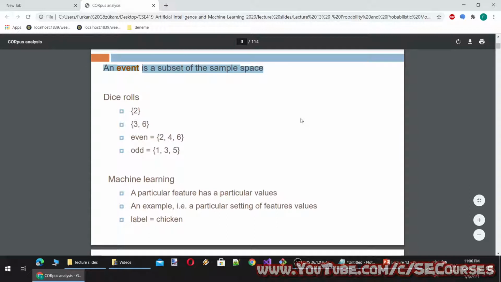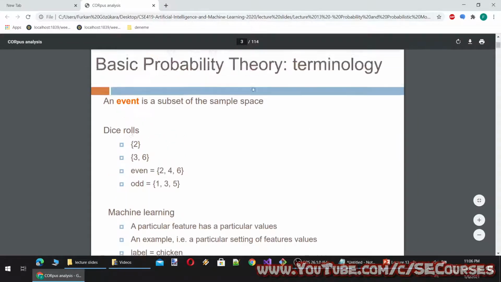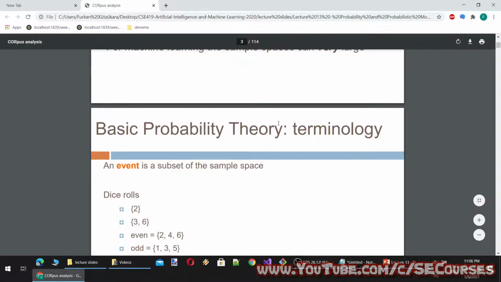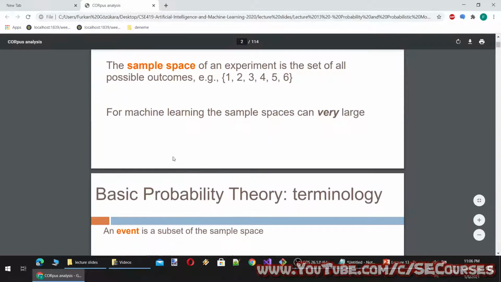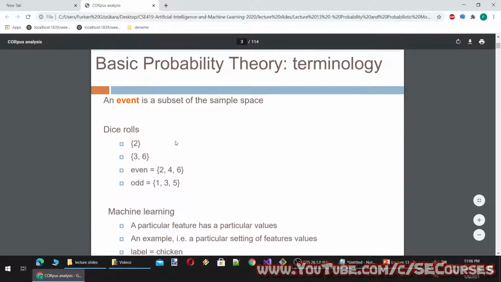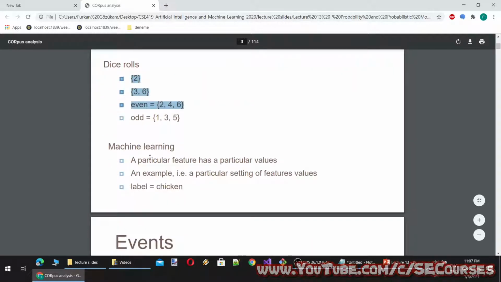An event is a subset of the sample space. Okay, so we have sample space and then we have events which are subsets of the sample space. So when we roll a dice, our sample space is like this. An event can be dice getting 2 or getting 3 or 6 or getting even numbers such as 2, 4, 6 or odd numbers 1, 3, 5. Each of them can be called a different event.